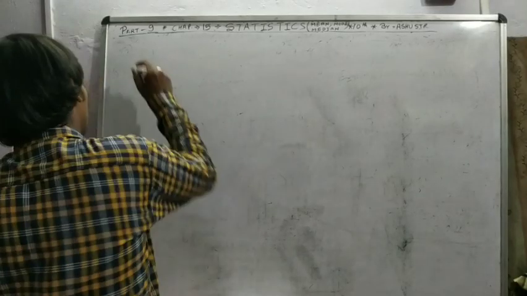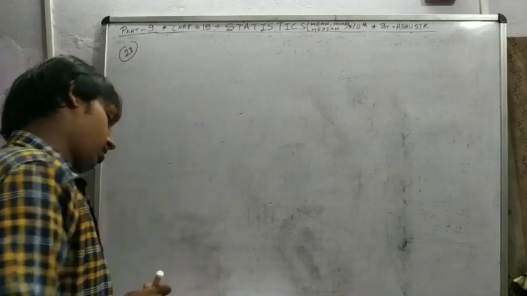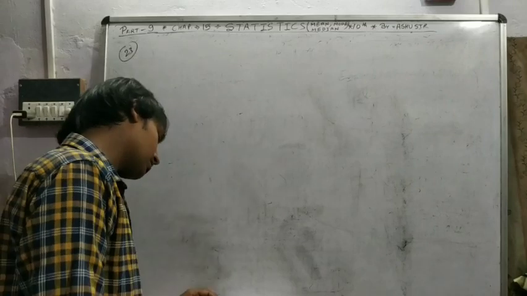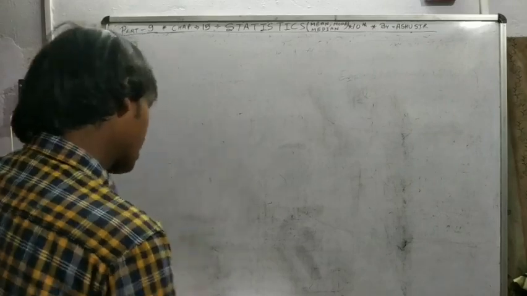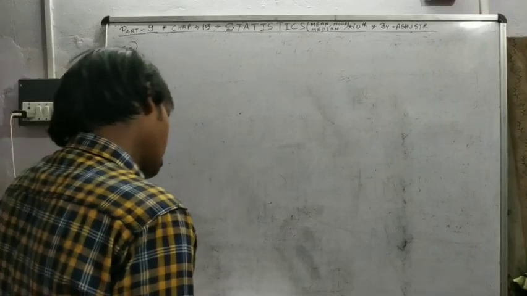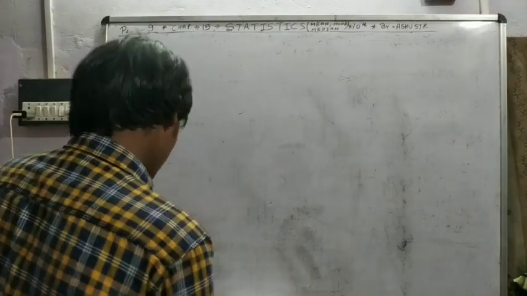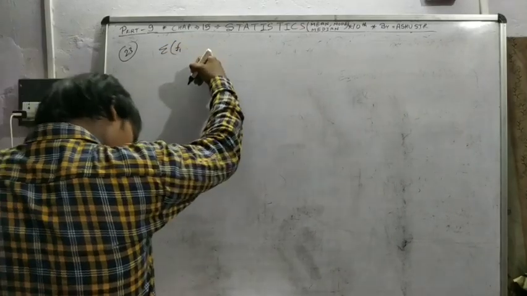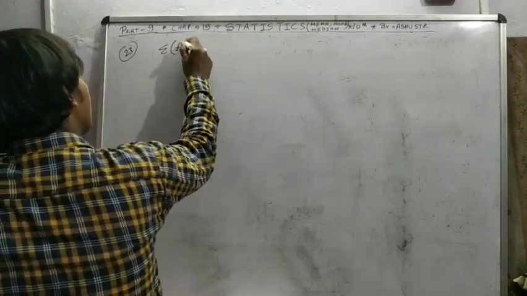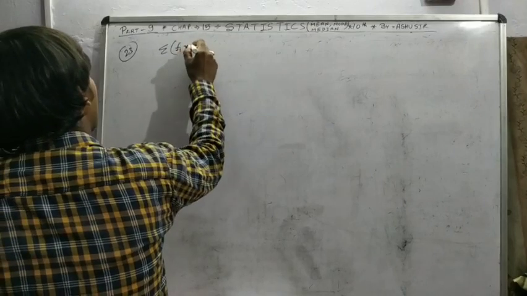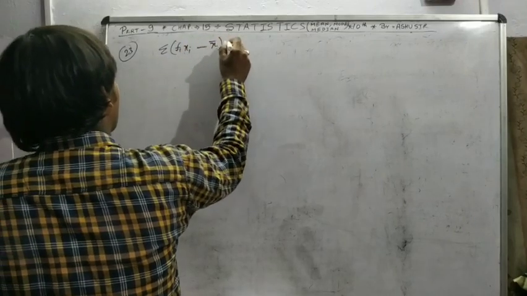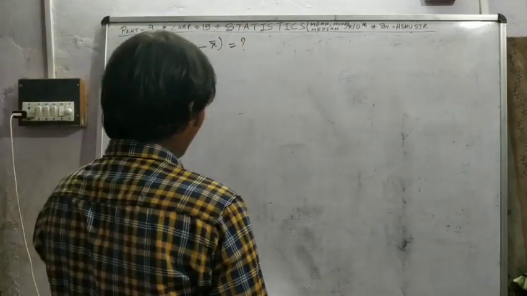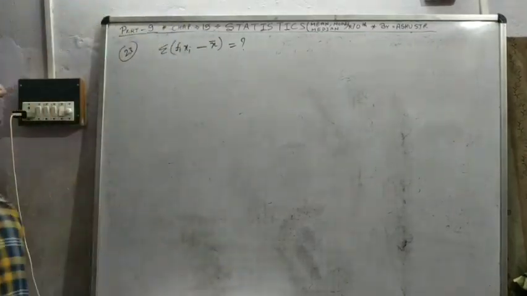Let's see the next question. Question number 23. Yes, it's a good question. If xi is the midpoint of the class interval of the grouped data, fi's are the corresponding frequencies, and x bar is the mean, find the value of summation of fi into xi minus x bar. Very easy question. If you solve this question, it's so easy.